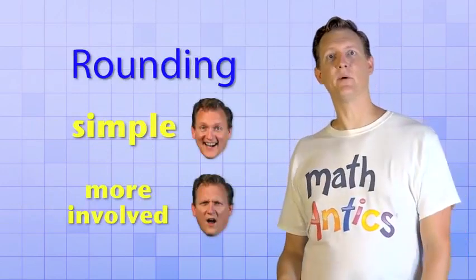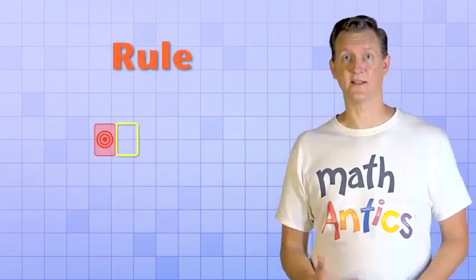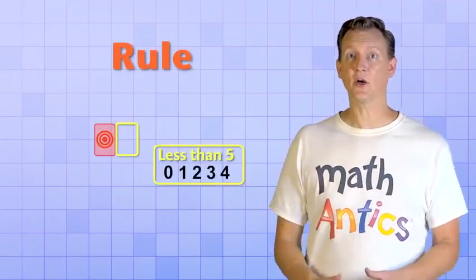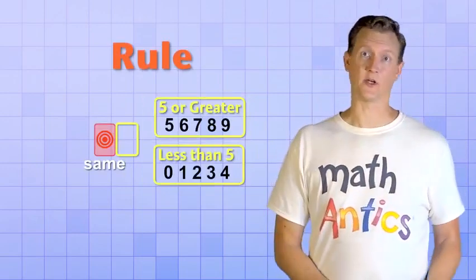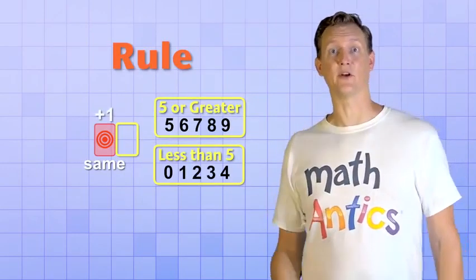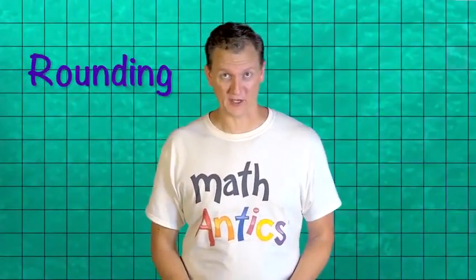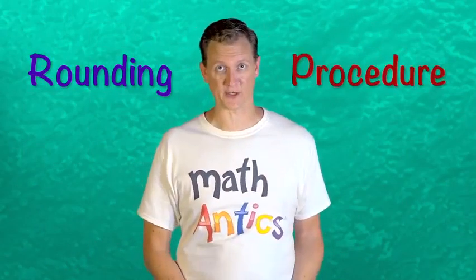The key is to remember the rule that if the digit to the right of the target is less than 5, we leave the target digit the same. But if it's 5 or more, we increase the target digit by 1, even if that causes a chain reaction with the bigger number places. All right, so now you know a lot about rounding numbers. You know why we round numbers, and you've seen the basic procedure in action.